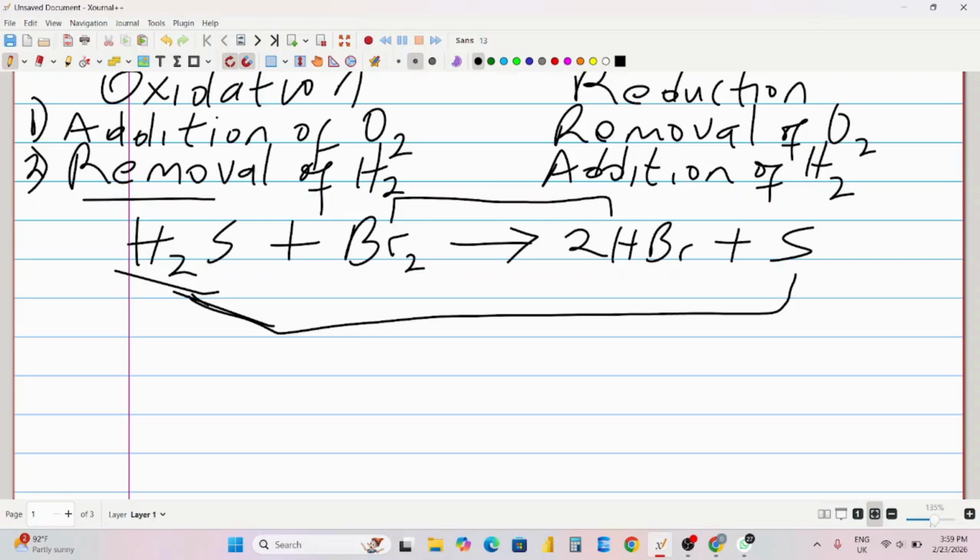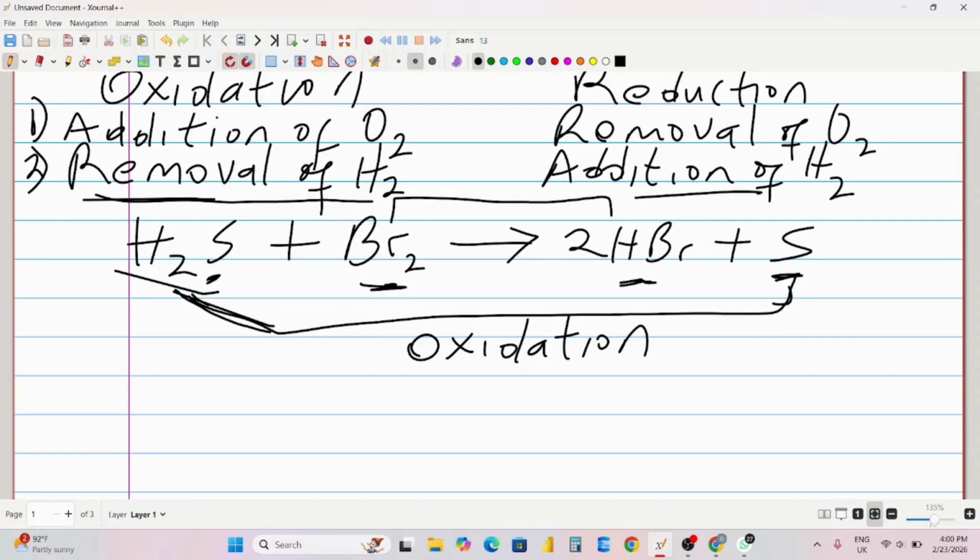Let me take it again slowly. You can see that the sulfur on this side does not have its hydrogen, but here it has hydrogen. On this side, bromine is alone, but on this side, bromine acquired the hydrogen that sulfur gave away. So when we look at sulfur from this side to this side, we'll say sulfur experienced what? Removal of what? Hydrogen, which is what? Oxidation. While bromine got hydrogen added to it, so we say addition of hydrogen, that will be what? Reduction.